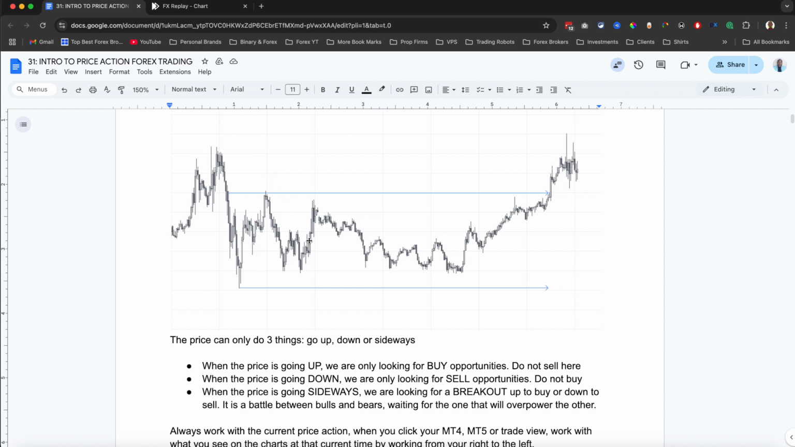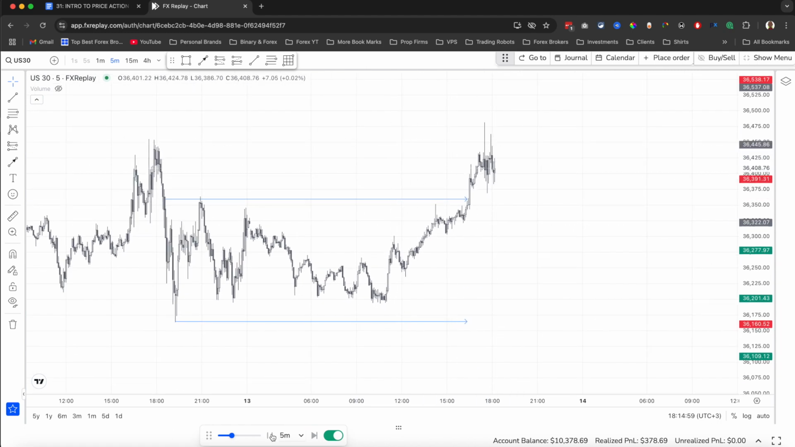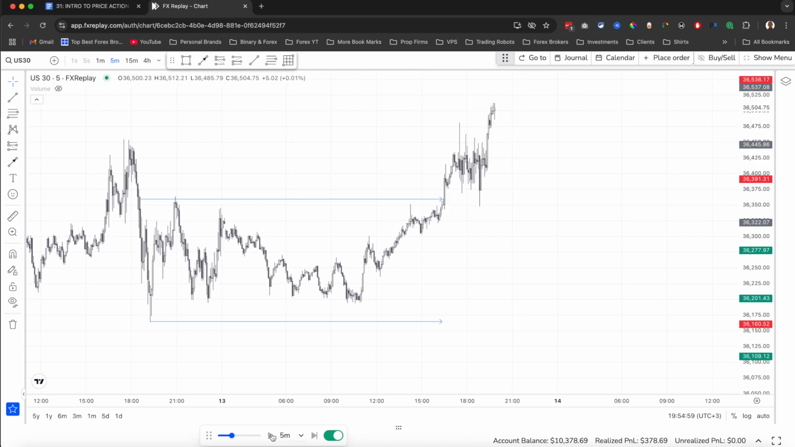So we're looking for breakouts from here, and then we can look for buys or sells. Let me replay in FX Replay and you see what is happening. The price was going sideways, then there was a breakout of that sideways, and now we're looking for buy opportunities. The price broke this sideways, and we are now looking for buy opportunities. We are not looking for sell opportunities.